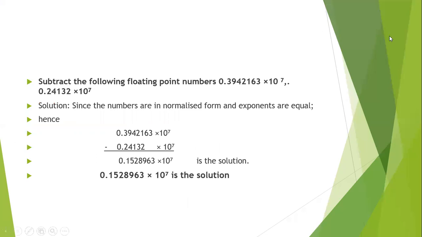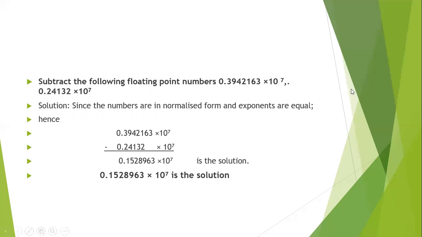Now take the third example: subtract the following floating point numbers, 0.394263 into 10 raised to 7 and 0.24132 into 10 raised to 7. Both the numbers are in normalized floating point form and the exponents are equal. So we directly subtract: 0.394263 into 10 raised to 7 minus 0.24132 into 10 raised to 7. The answer is 0.1528963 into 10 raised to 7. This answer is in normalized floating point form, and this is your final answer.